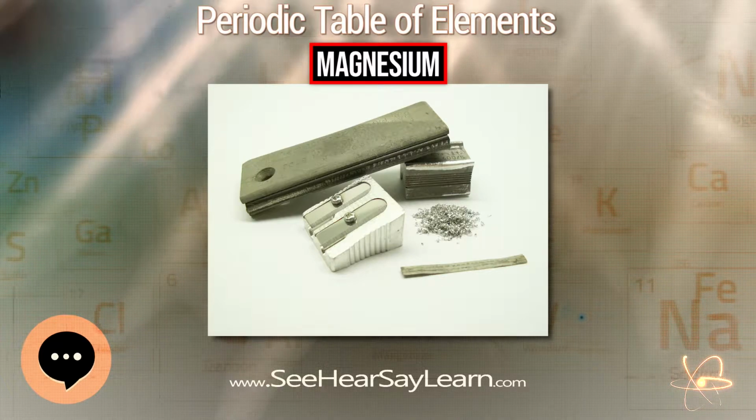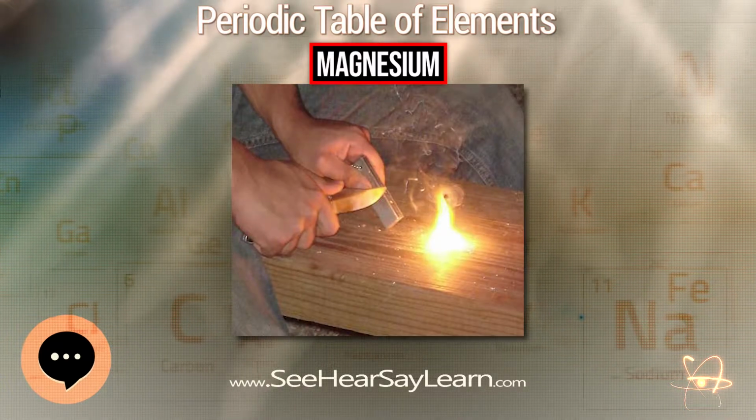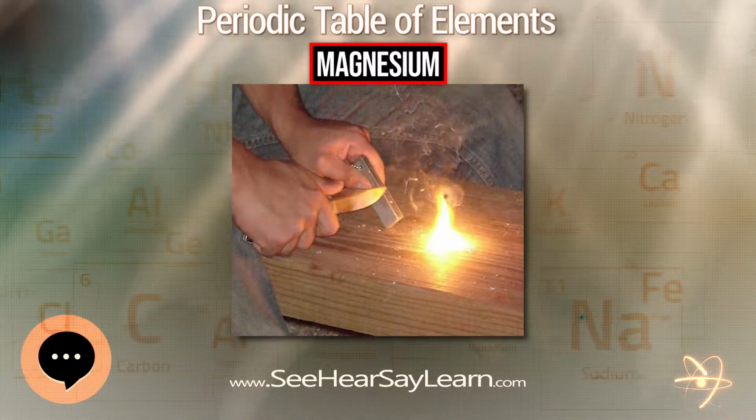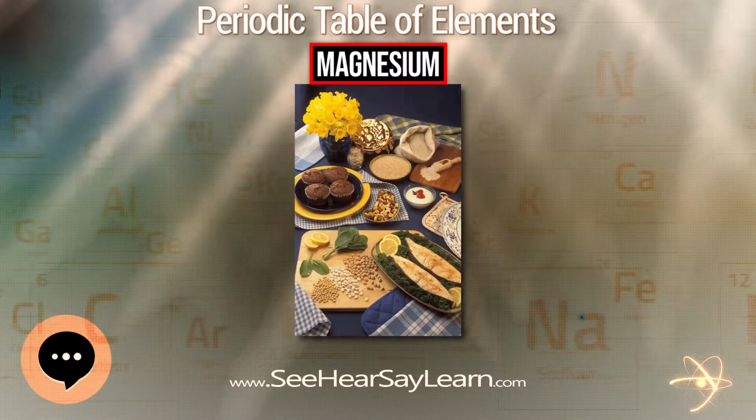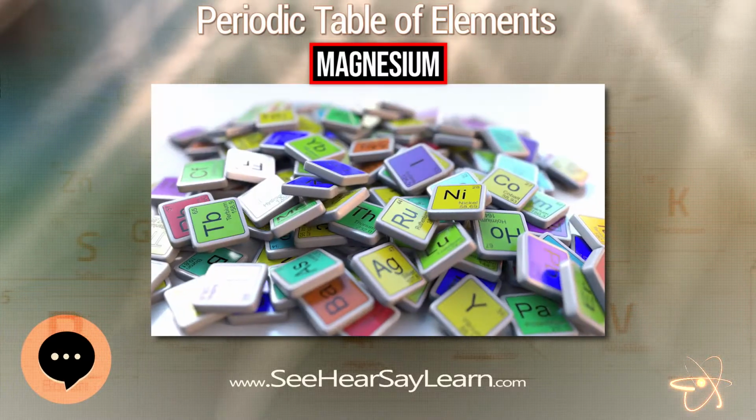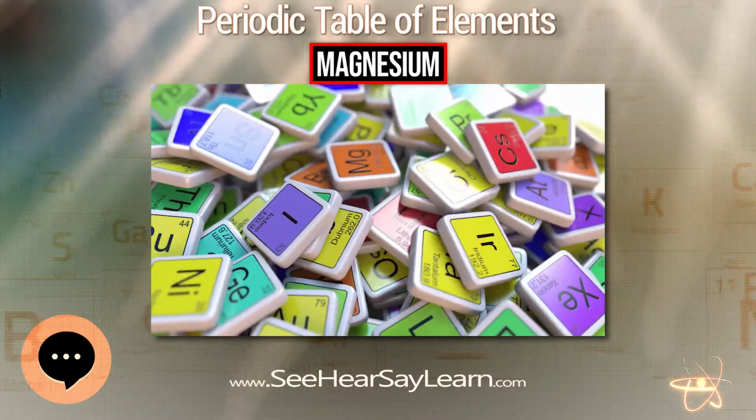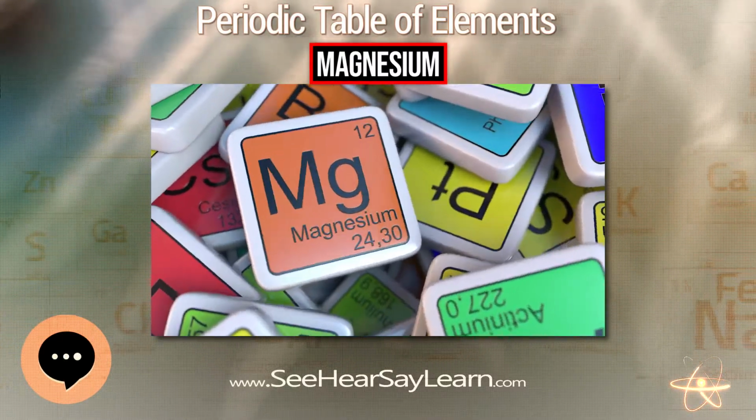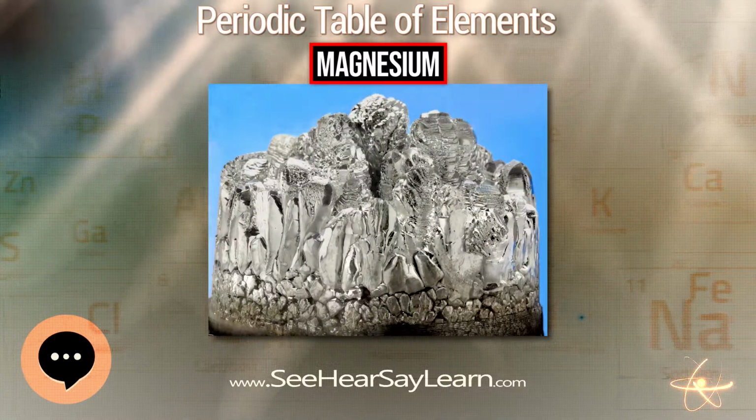into new star systems. Magnesium is the 8th most abundant element in the Earth's crust and the 4th most common element in the Earth, making up 13% of the planet's mass and a large fraction of the planet's mantle. It is the 3rd most abundant element dissolved in seawater, after sodium and chlorine.